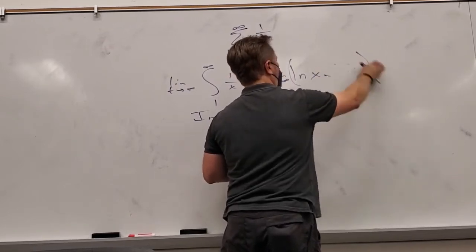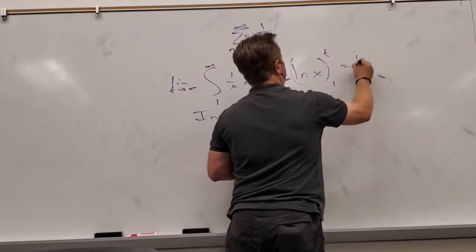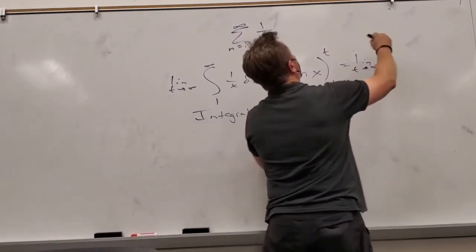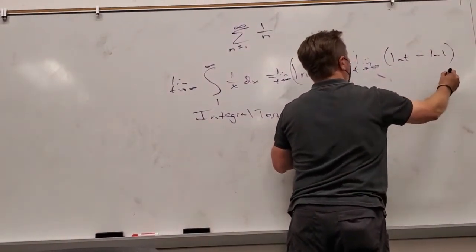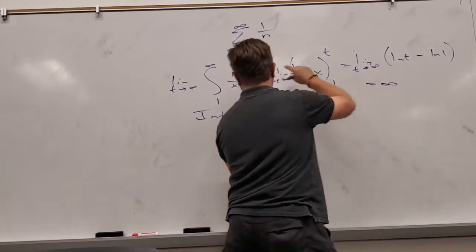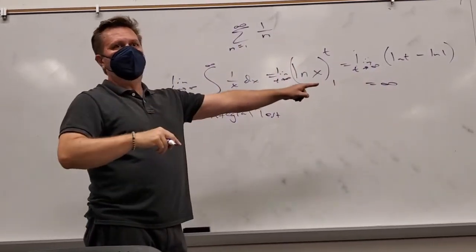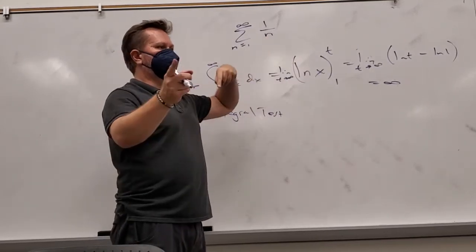I'm doing too much here somewhere. There we go, Jeff. The integral from 1 to t, limit as t goes to infinity. Natural log of t minus natural log of 1. And of course, this goes to infinity. So this integral does what? Diverges. So the sum diverges.